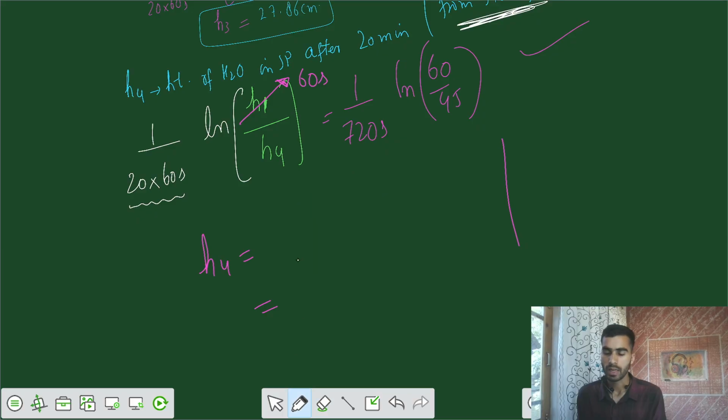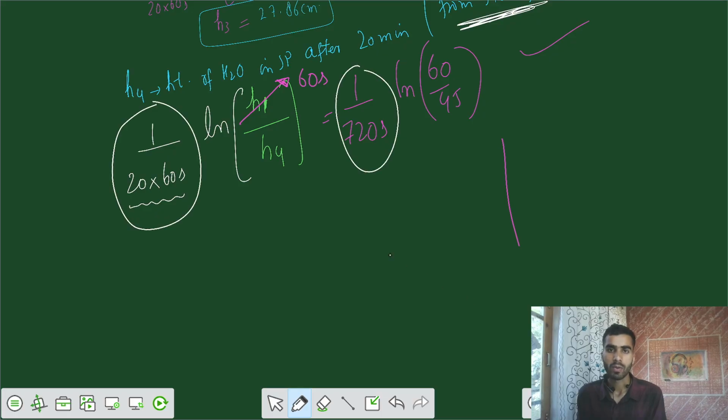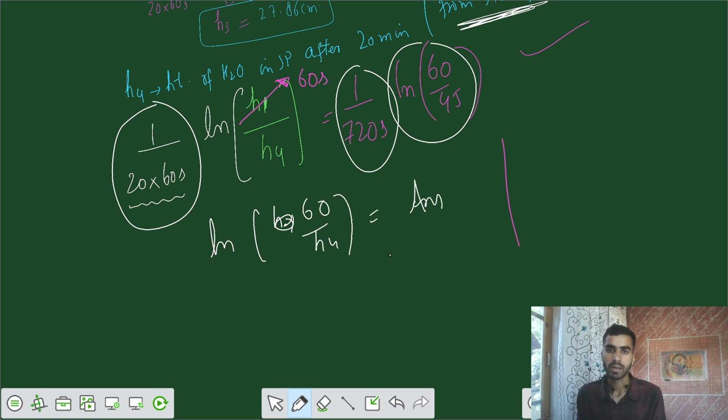Okay, so finally you can get the solution. Let's say that you got one of the solutions in this way. Once you solve for this value and this value and this ln of that value, finally you would get ln of h1 by, we can write, 60 by h4 is equal to some answer. And then finally I would write h4 is equal to 60 by e to the power answer.